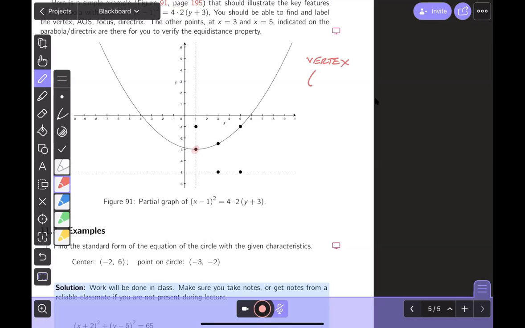And what is that point? Well, looking at it, the point is going to be, let's see, 1, minus 3, right? Okay, I'm going to talk about another point now. I'm going to talk about this point here. This point is called the focus.